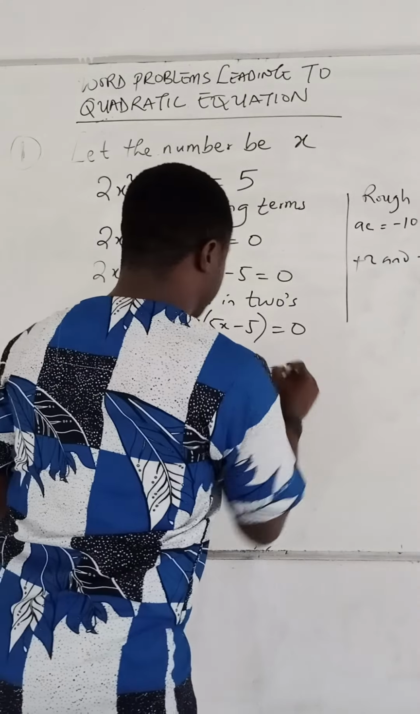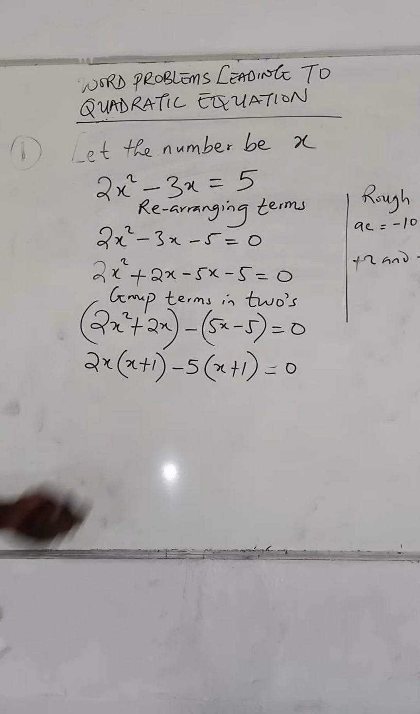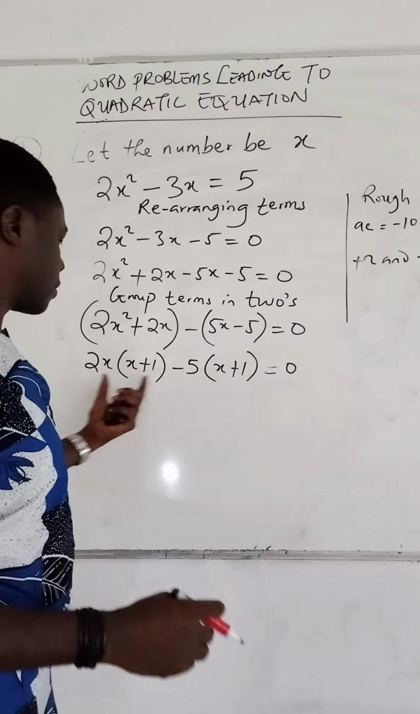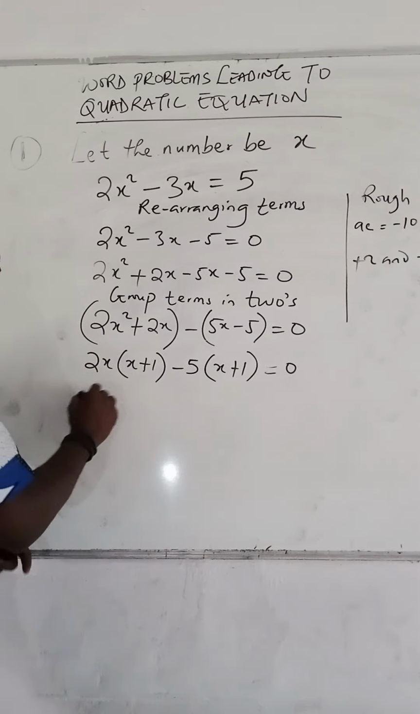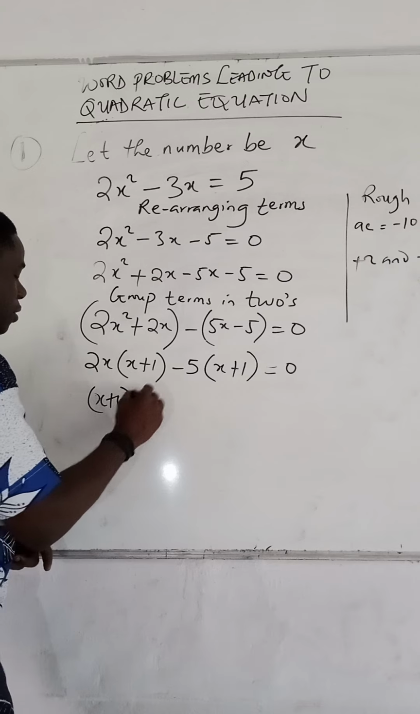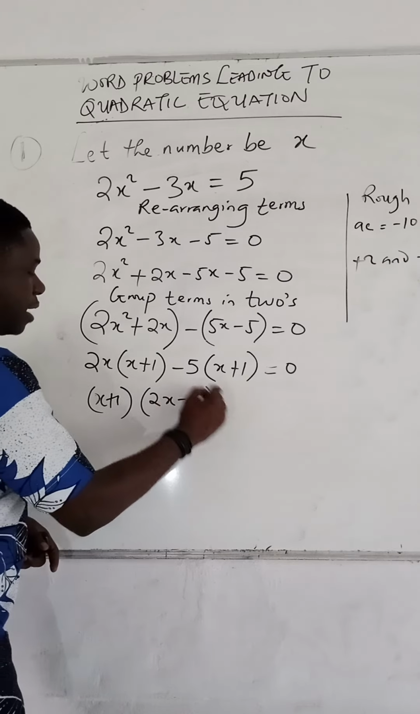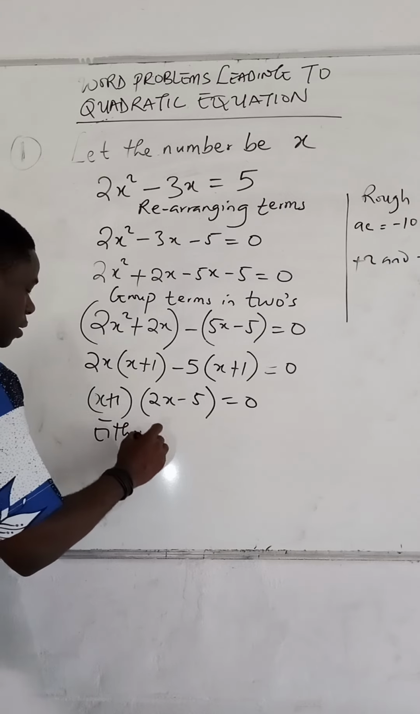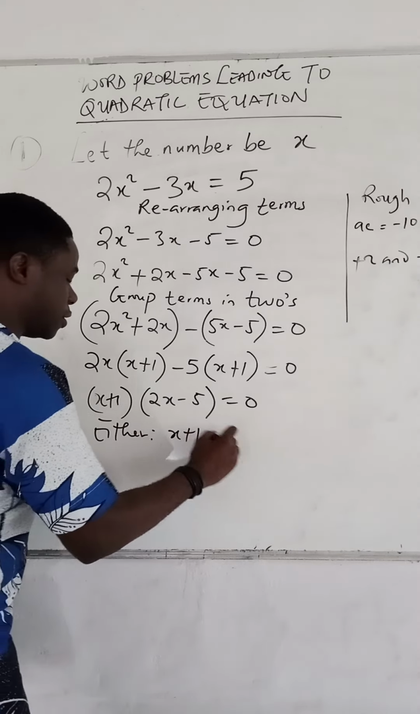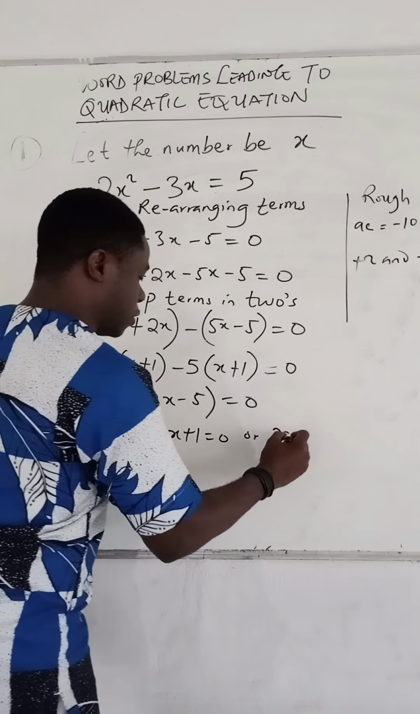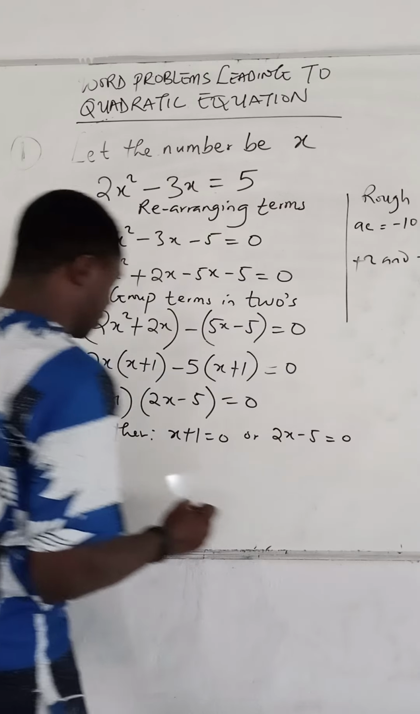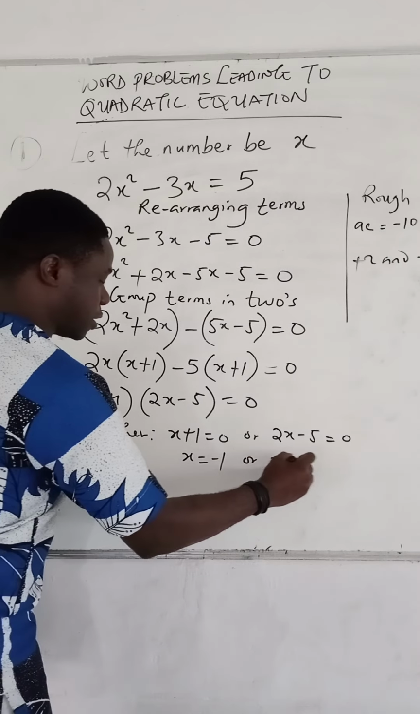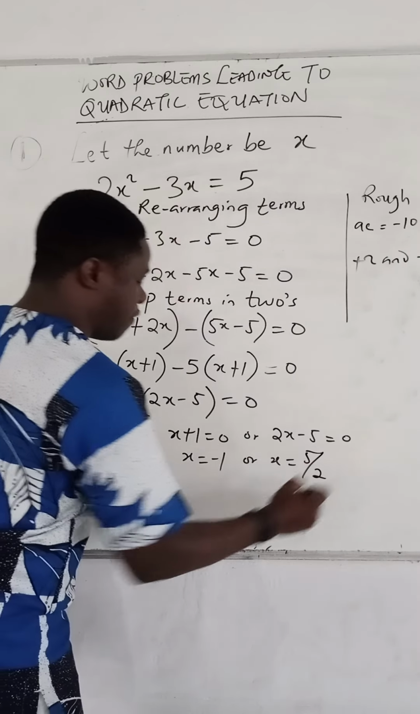At the end of the day, we are going to factorize the common factor here. The common factor here is x plus 1. So we can bring it out, and this is what we have. It is either x plus 1 equals 0, or 2x minus 5 equals 0. So x equals minus 1, or x equals 5 over 2.